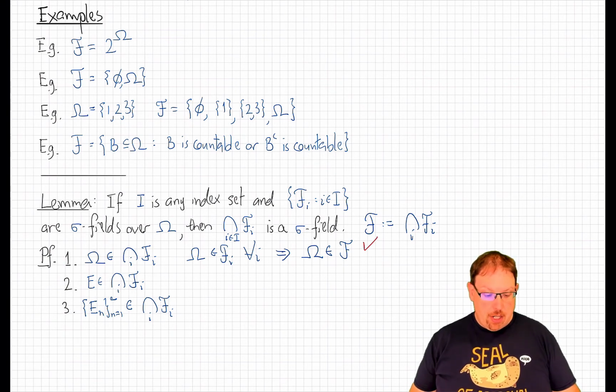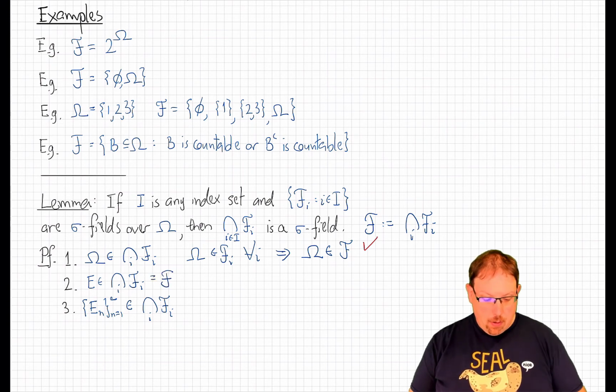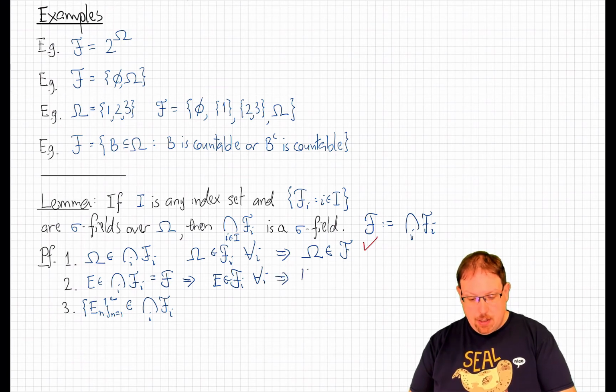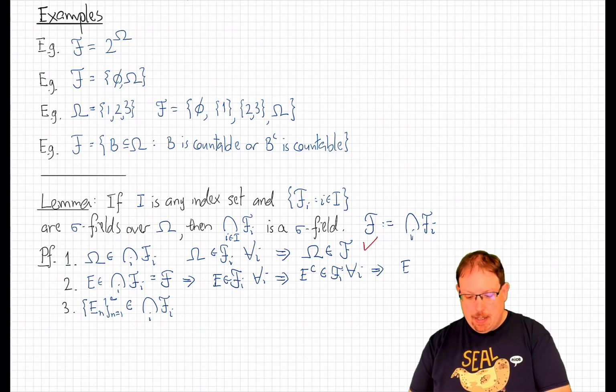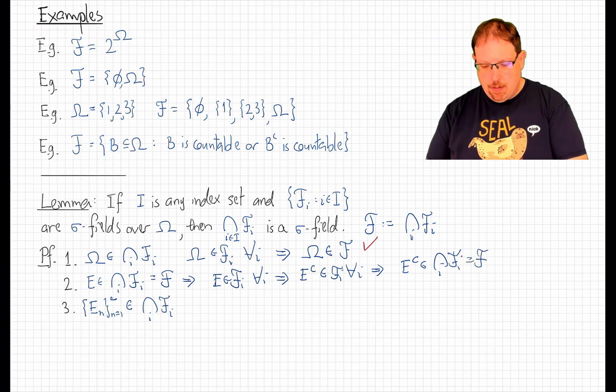Similarly, we need to check that F is closed under complements. Well, suppose we take a set E in F. If E is in F, that means that E is in Fi for all i. But Fi is a sigma field, which is closed under complements. So that means that E complement is contained in Fi for every i, which again means that E complement is in the intersection, which is F. Check.